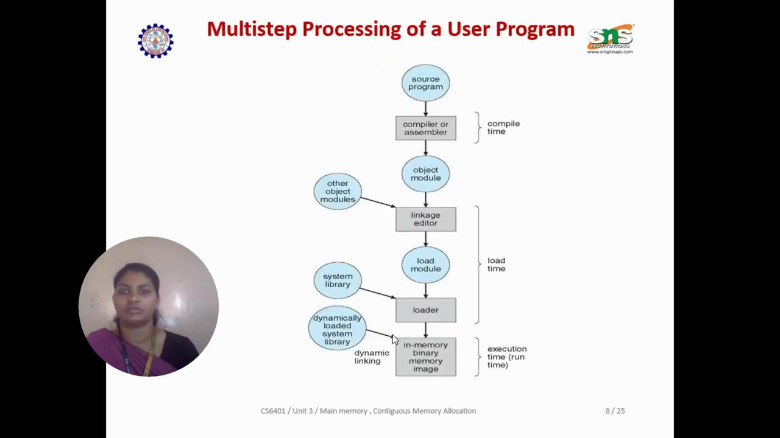This is a diagram for address binding. First, a source program is sent to a compiler or an assembler. Here we have compile time address binding. Then it is converted to an object module, and then a load module. When the program is with the loader, we have load time address binding, and during execution, it has execution time address binding.